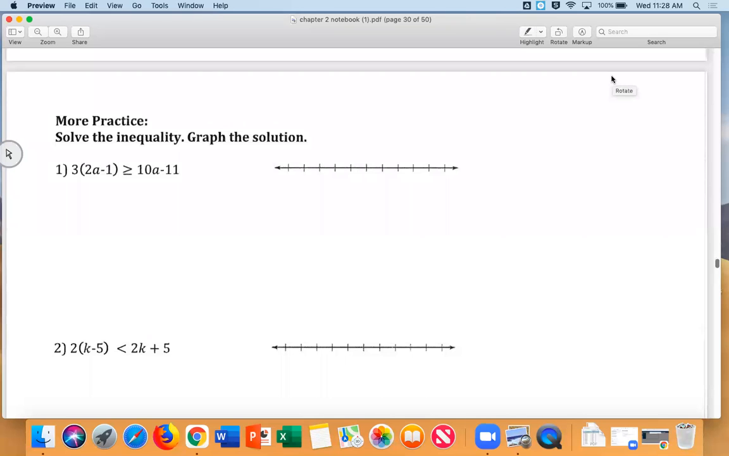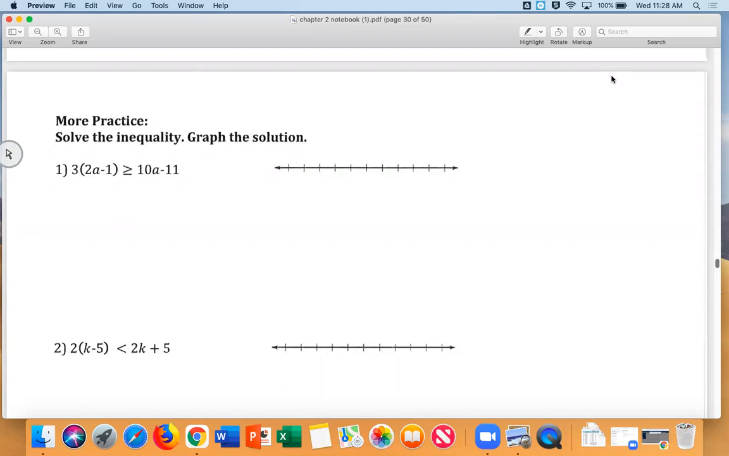All right, this is 2.4, part 3. All right, so again, we're spending a little bit of time on this because this is pretty difficult stuff. A lot of people have problems with it. All right, so solve the inequality and graph it.